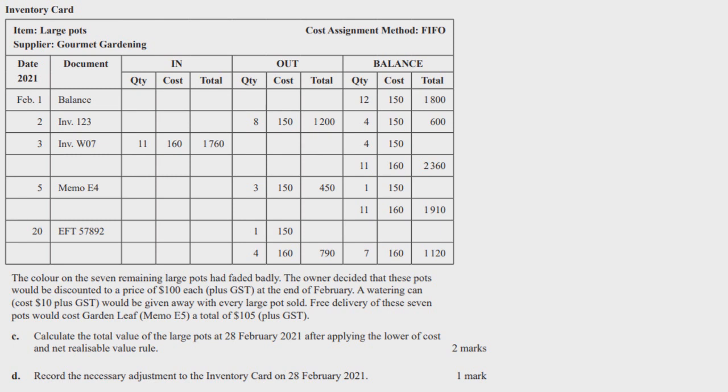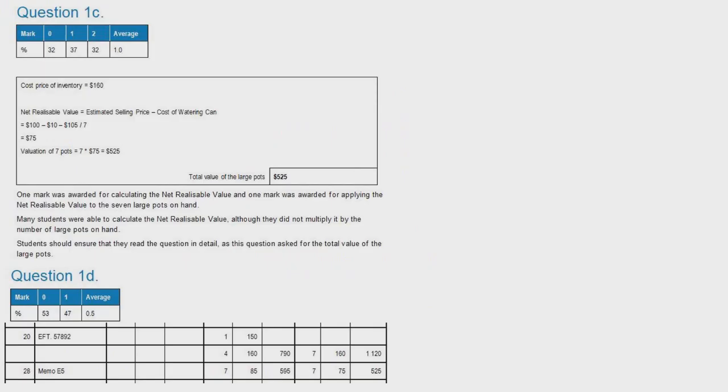So 7 times 75 is what? 7 times 75 gives us 525. I hope that's the answer. Oh, thank God. Alright, I still know my accounting stuff.